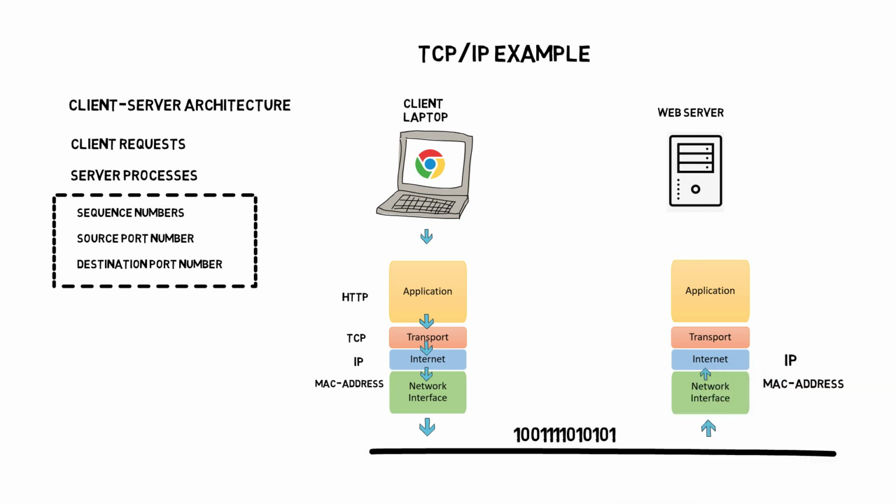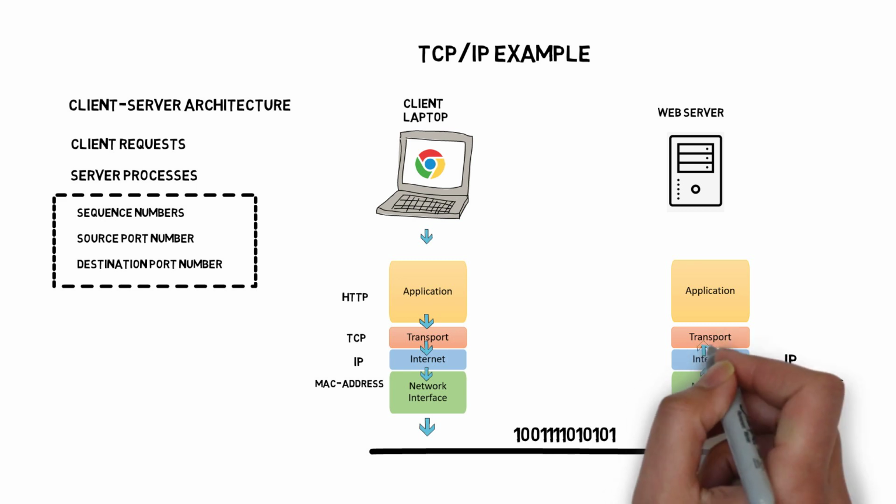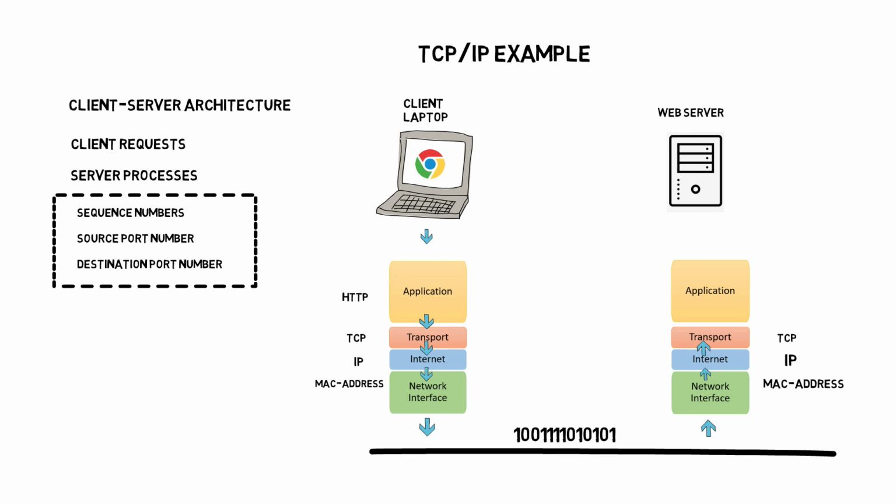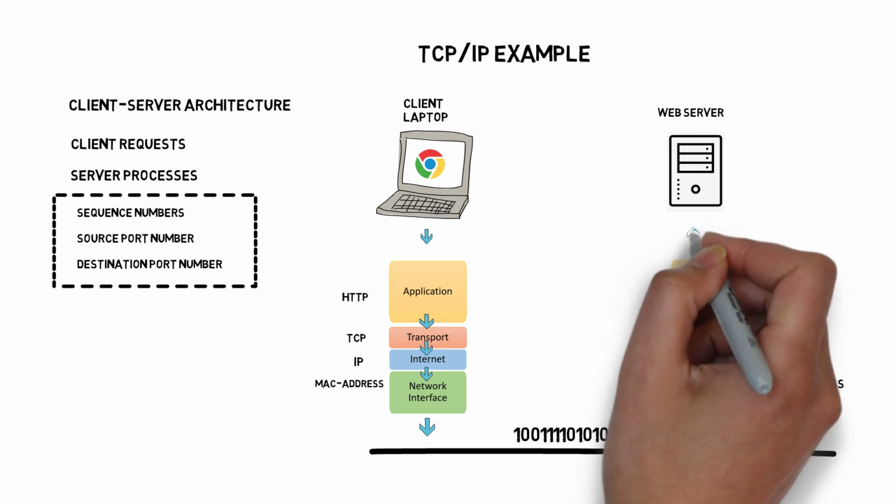Similarly, at the network layer, the information sent by the network layer protocol of the host or client machine is read, and the rest of the information is passed on to the next upper layer. Same happens at the transport layer, and finally the HTTP request sent by the host application is received by the web server.